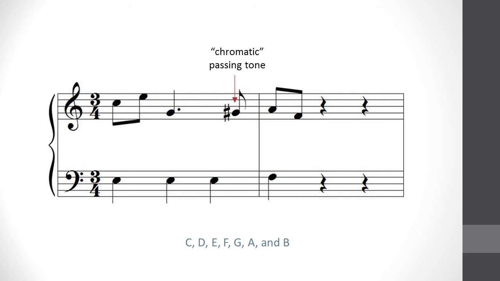Now let's determine if the G sharp is accented or non-accented. Since it happens on a weak beat, the second half of beat 4, it is considered a non-accented chromatic passing tone. Let's look at another example.